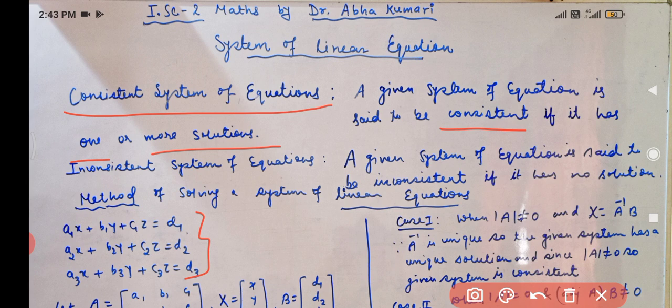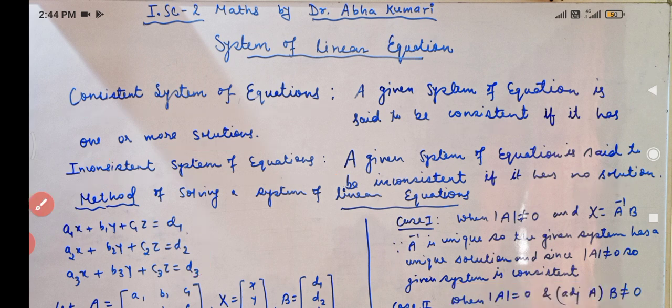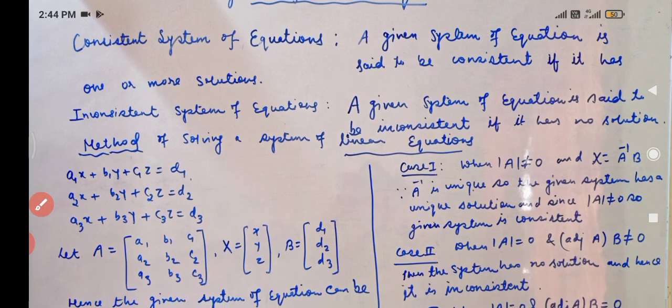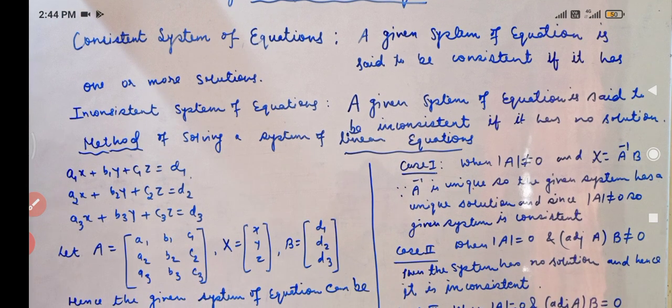And the second one is inconsistent system of equation. A given system of equation is said to be inconsistent if it has no solution. Isn't it? If it has no solution, then we say that the system of equation is inconsistent. Okay. So let us see the method of solving a system of linear equations. How can we solve a system of linear equations?